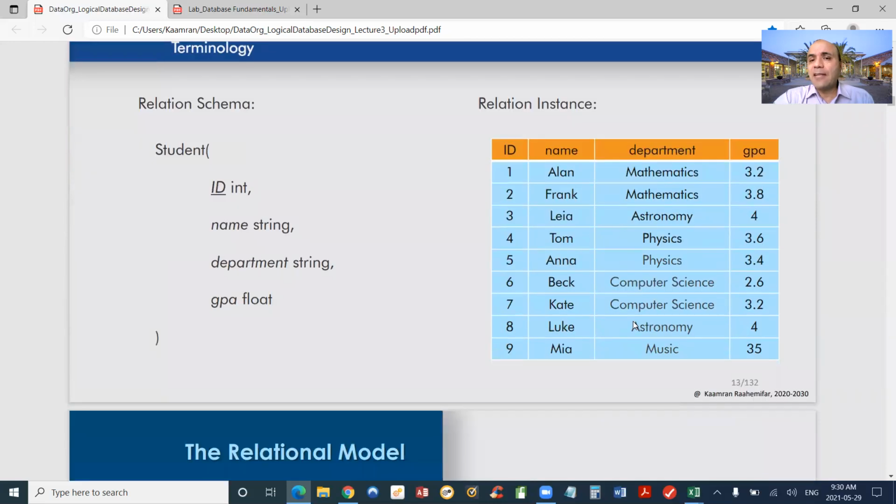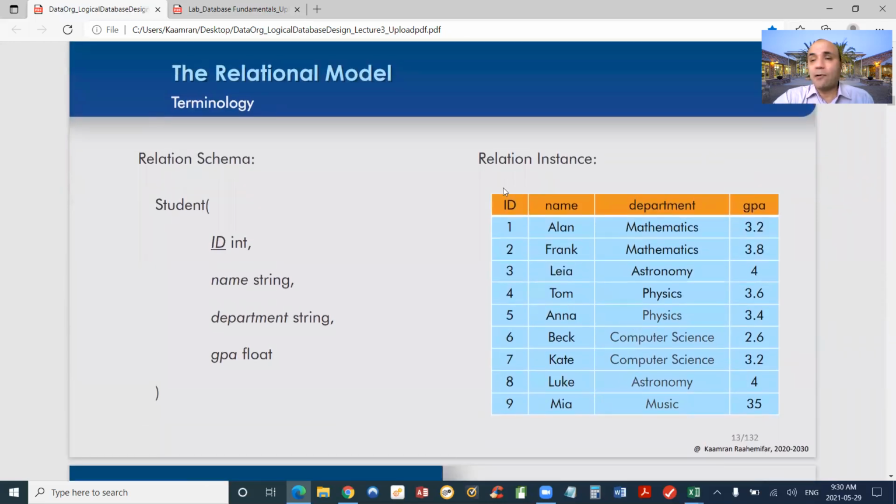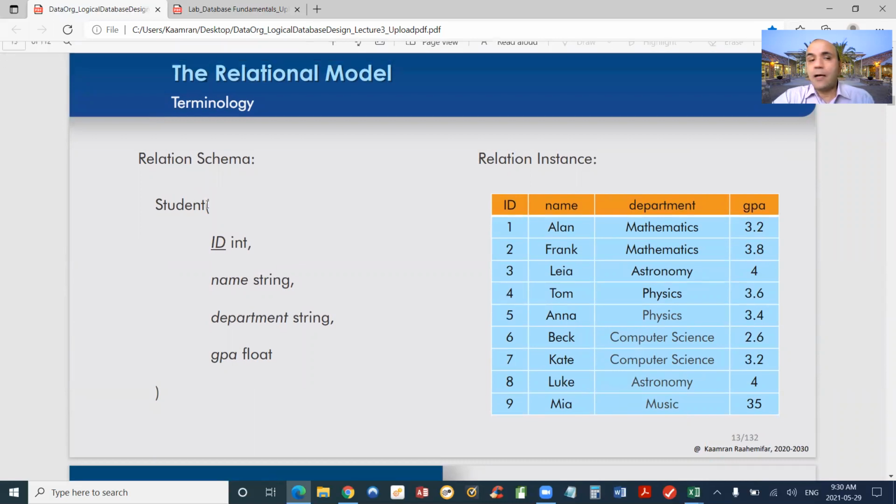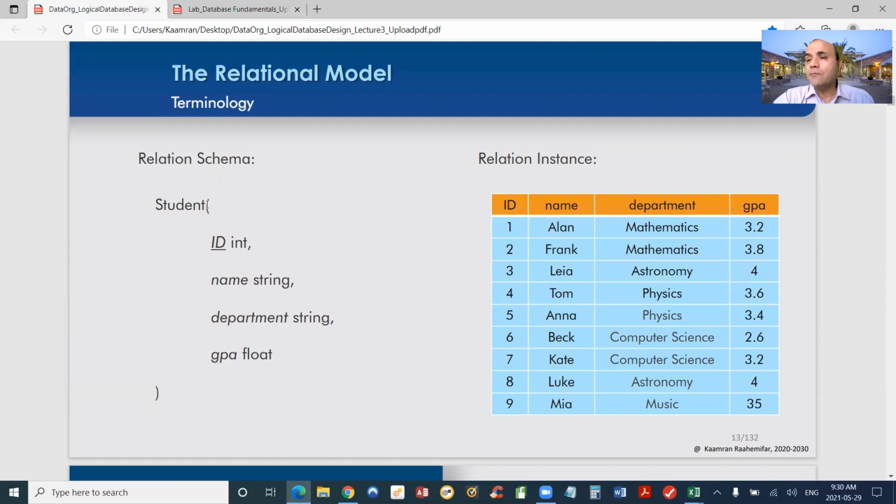For example, this is a table. This is a relation. This is a table. I say a student. It could be a student, it could be a lecturer, the teacher. Then there is an ID, and the ID is going to be integer. One thing you need to note is that this seems to be incremental.